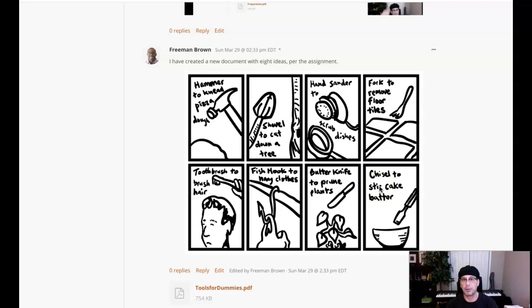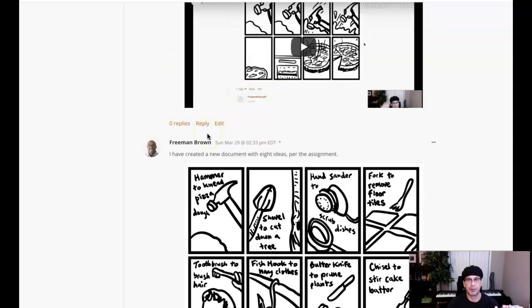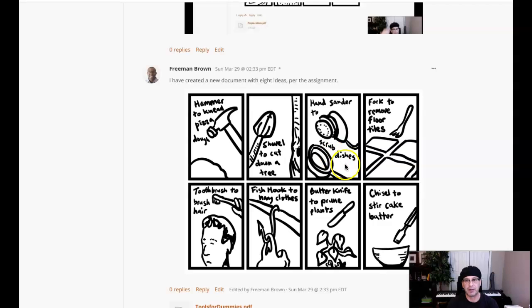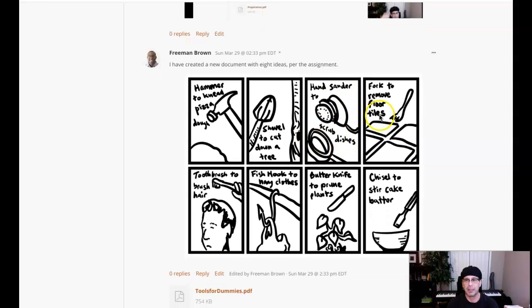But anyway, let's say you pick one of these, and you can pick whichever one you feel has the most potential. I think they're really great ideas. And ironically, honestly, I think that probably one of the weaker examples is the hammer to knead the pizza dough, your very first idea. There's a couple here that are great. This hand sander to scrub dishes, that's great. I love that one. So you know what? Let's use that one for the example, okay?